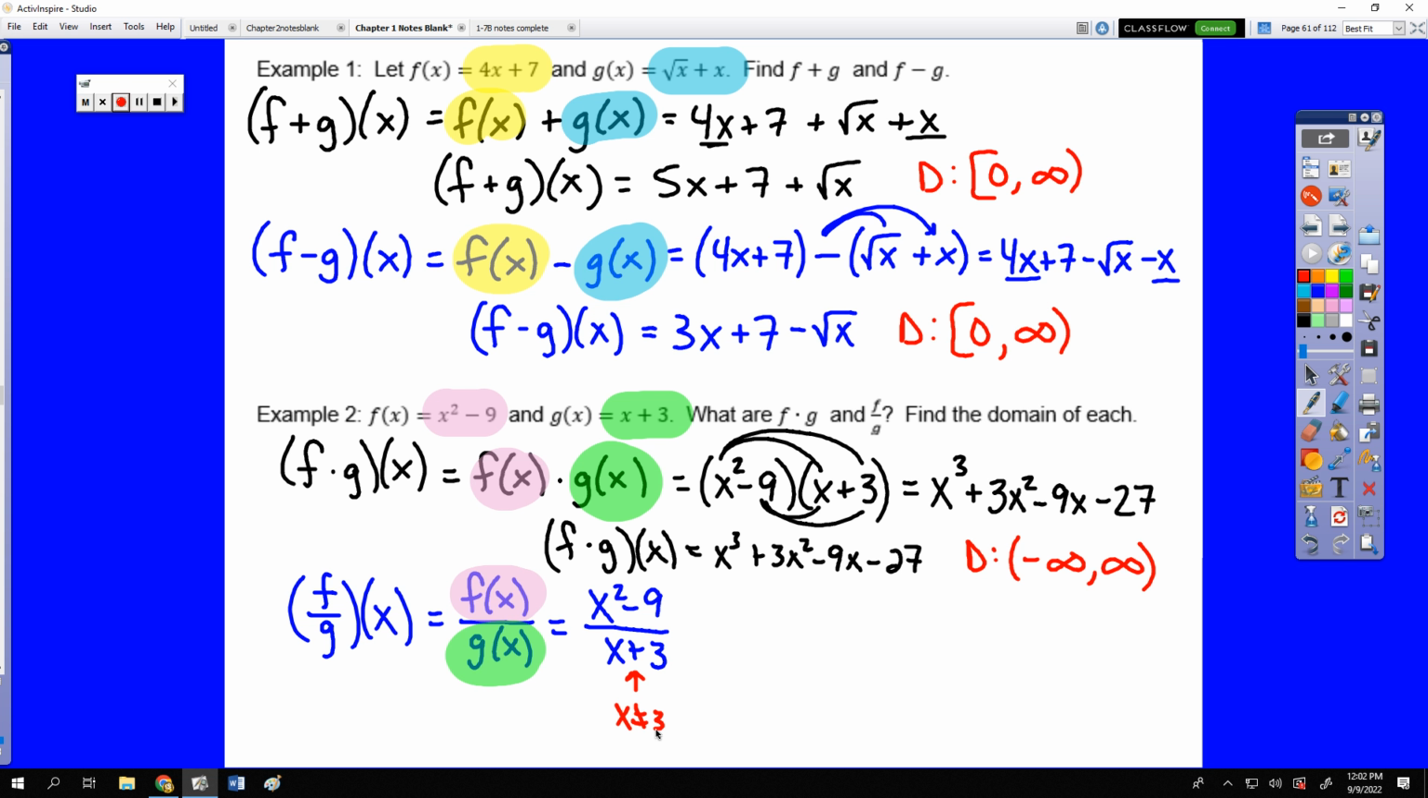Okay, we talked about that earlier in the chapter. Now when we reduce this, however, the top factors, because it's a difference of two perfect squares, into x plus 3, x minus 3.